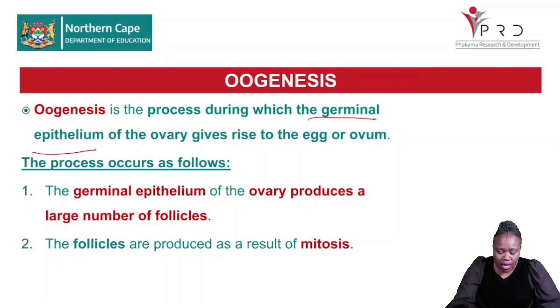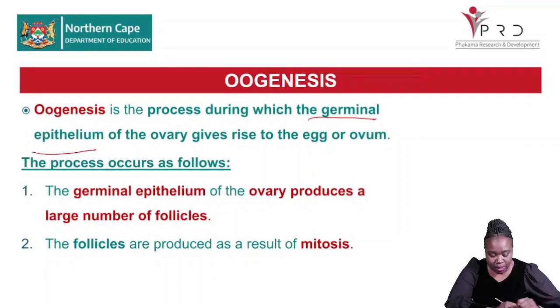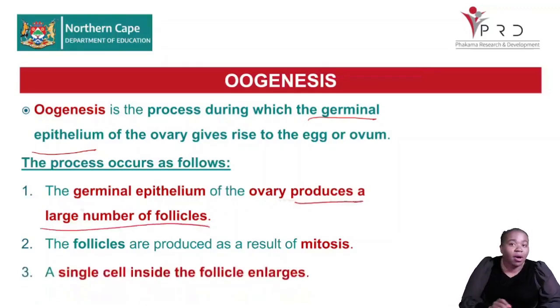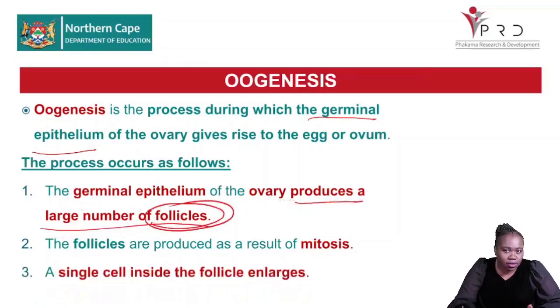Right. Then we have oogenesis, which is the production of the ovum in the germinal epithelium as well. So this is a process during which the germinal epithelium of the ovary gives rise to an ovum. Right. So let's have a look at that process as well. The germinal epithelium of the ovaries produces a large number of follicles. So now we are looking at the production of follicles.